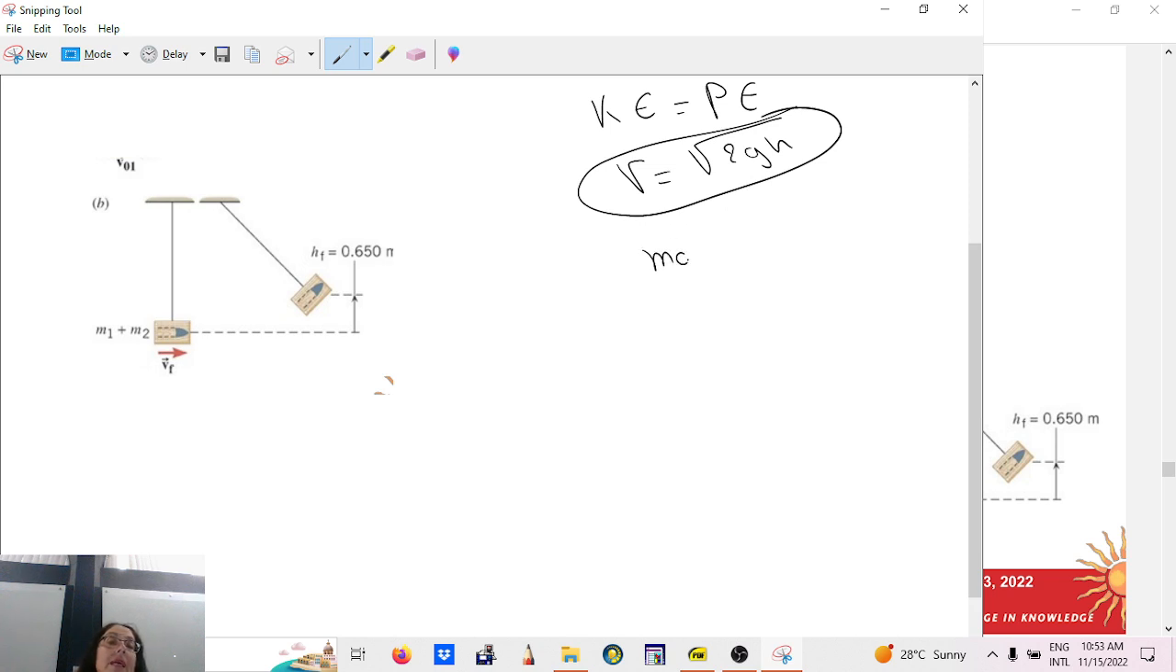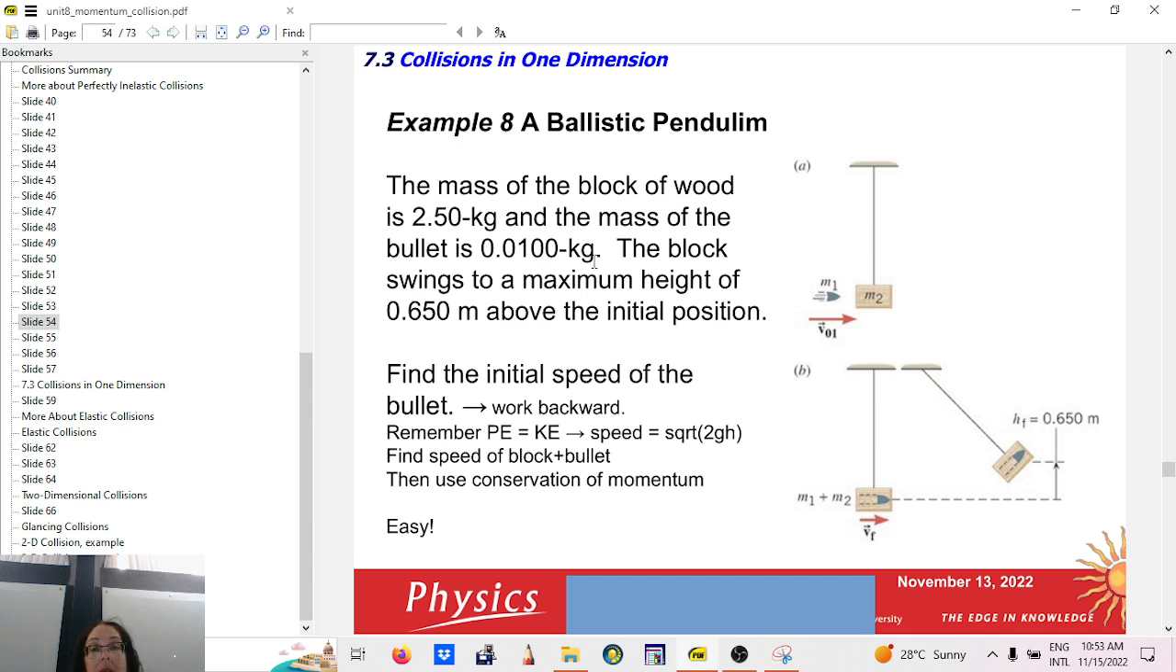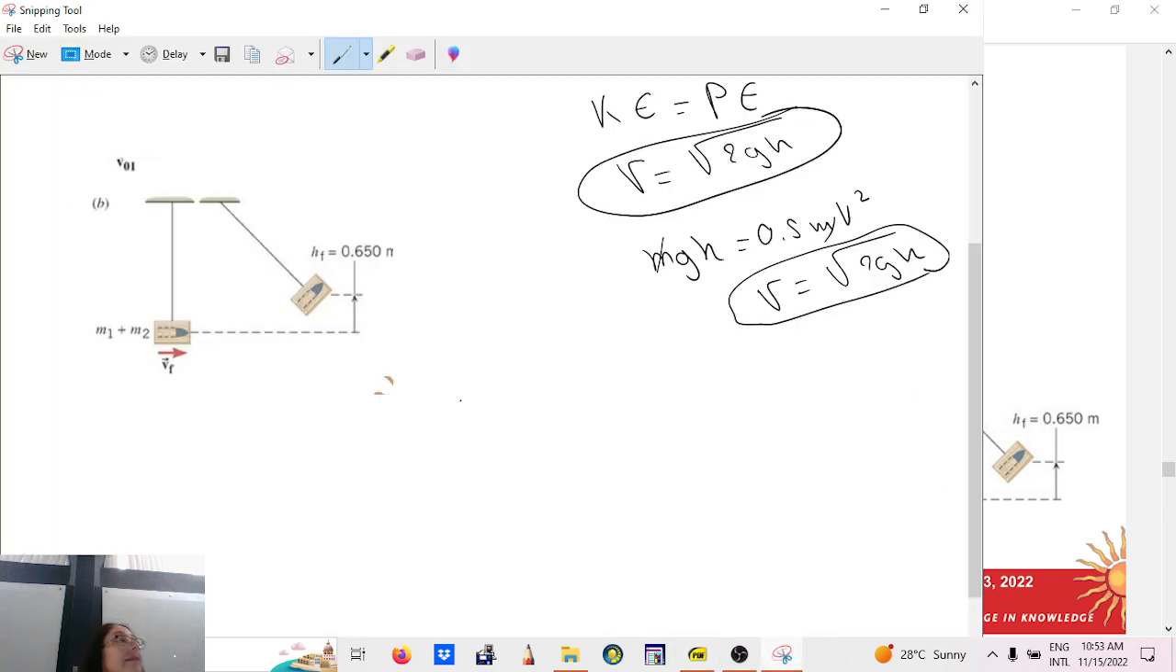Okay, remember, because mgh equals 0.5 mv squared, and then you can cross out the m, and v equals the square root of 2gh. So that will take a shortcut. But in this case, I'm not going to take a shortcut because I don't want to panic anyone. So the mass of the block is 2.5, the mass of the bullet is 0.01. I'm going to go from here to there, going backward. Are you with me, guys?